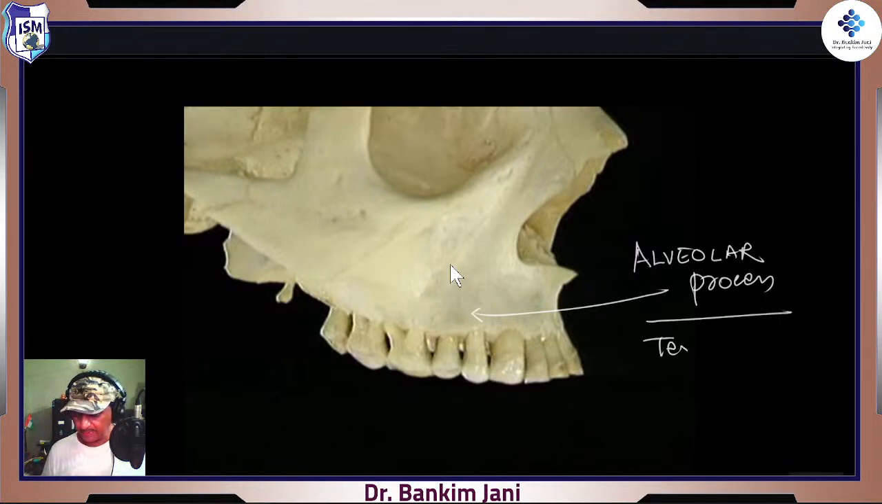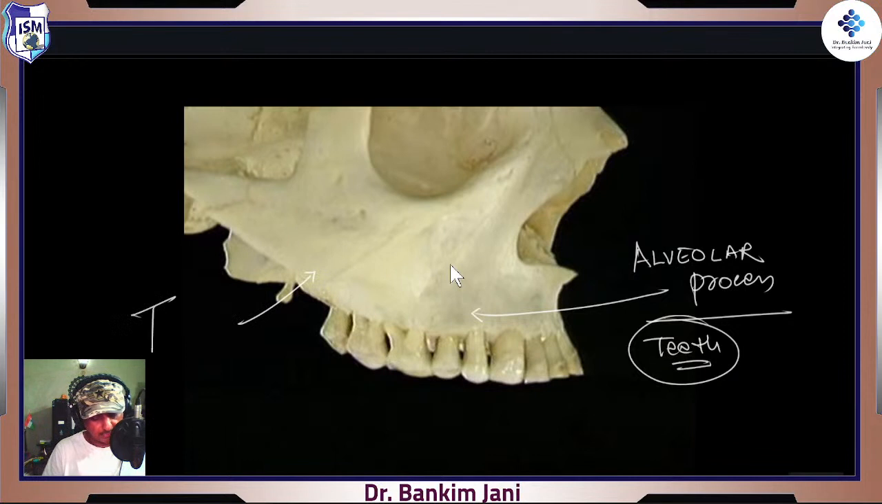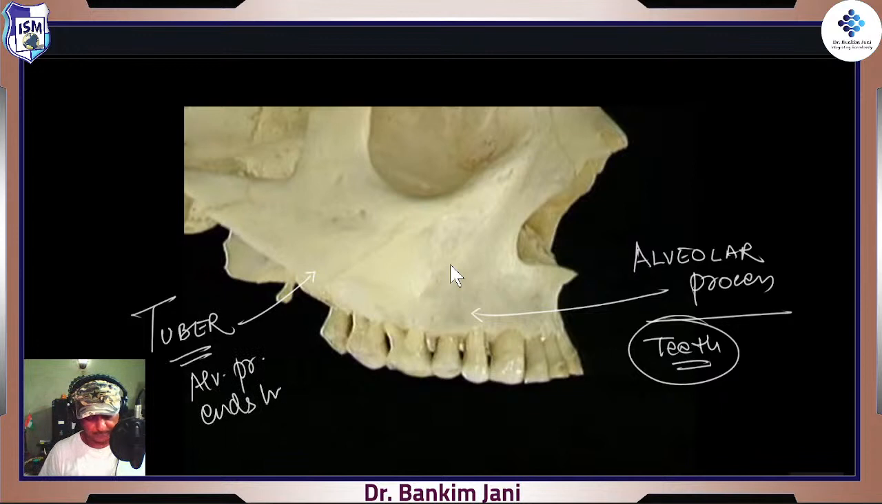Today we'll not be touching the teeth, because those teeth will be discussed in a separate session. But just this alveolar process, the point at which it ends over here, that would be called the tuber. Now, every new word coming up today will be utilized for those muscle attachments. Even if you don't remember all of them, no worries. At that point, we'll be revising it. But just remember, the tuber is where the alveolar process ends. Okay.